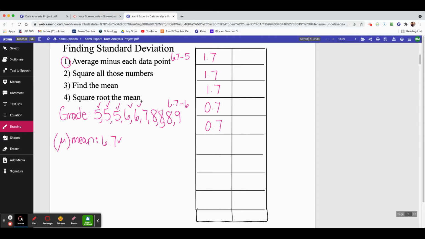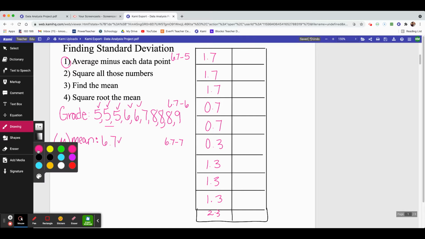Okay, now when you do this, you get 6.7. You're going to subtract 7. You're going to get a negative number. You're going to get negative 0.3, but I don't really care about the negatives. And so if you end up getting a negative answer, just write it as positive. So then I get 1.3, 1.3, 1.3, and 2.3. Okay, so that is the first step. I'm going to find the average, 6.7, subtract every single one of these data points, and I put it in the column.